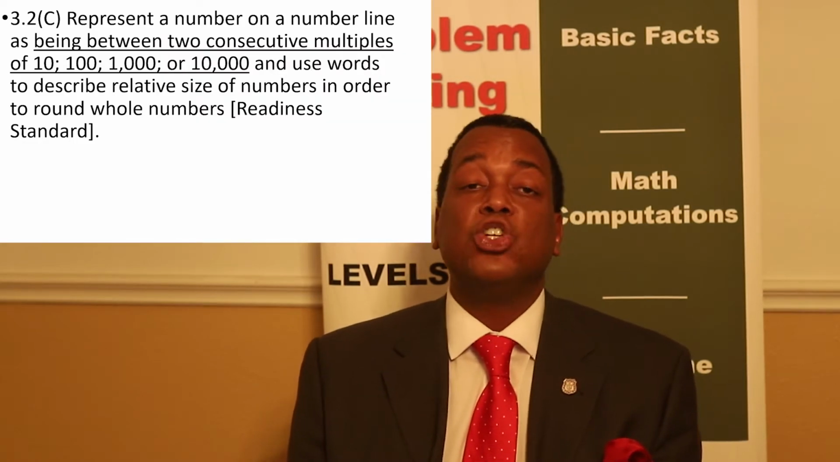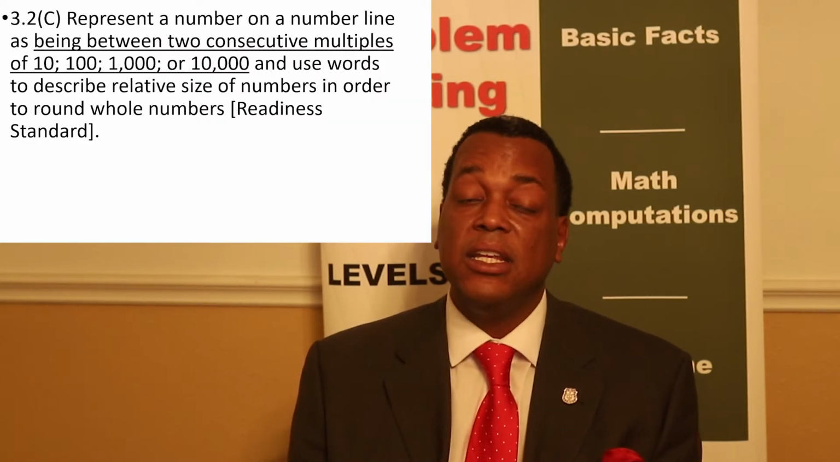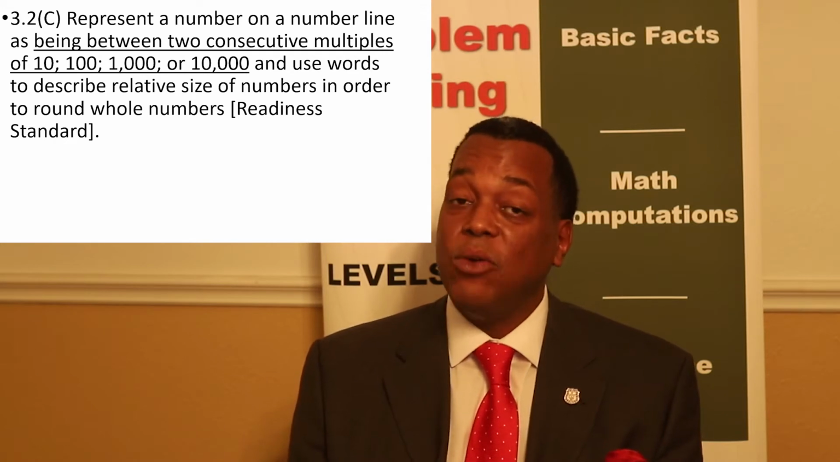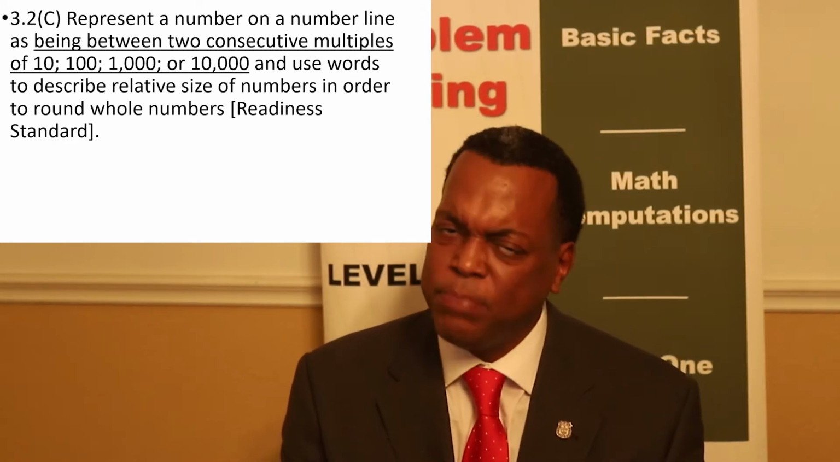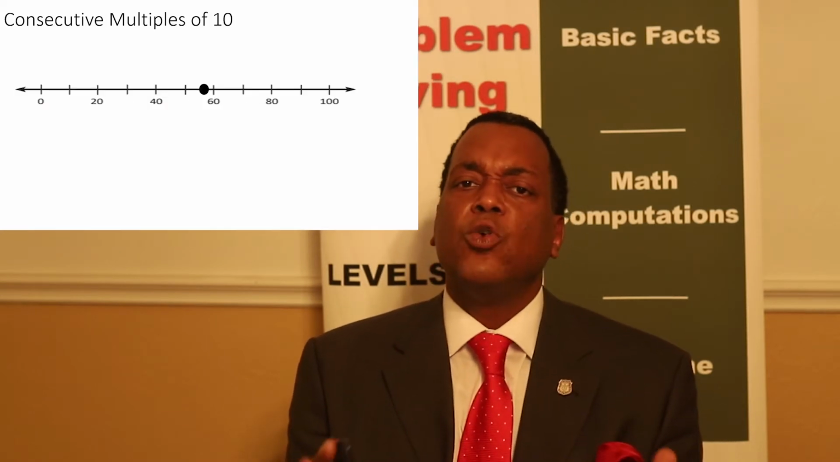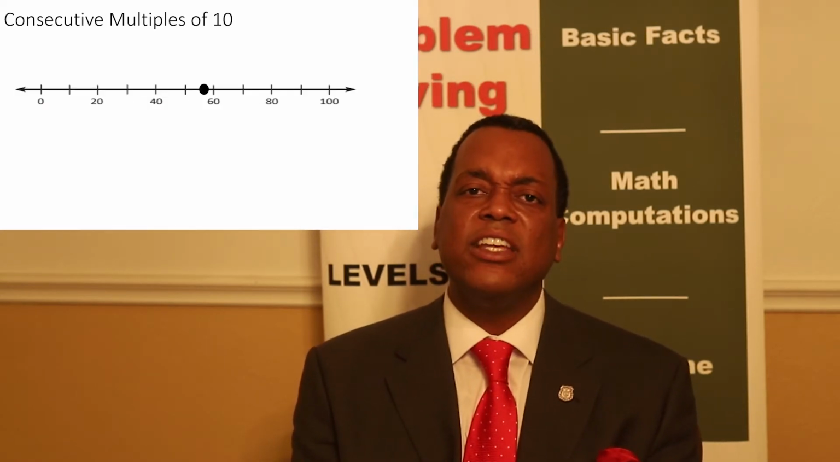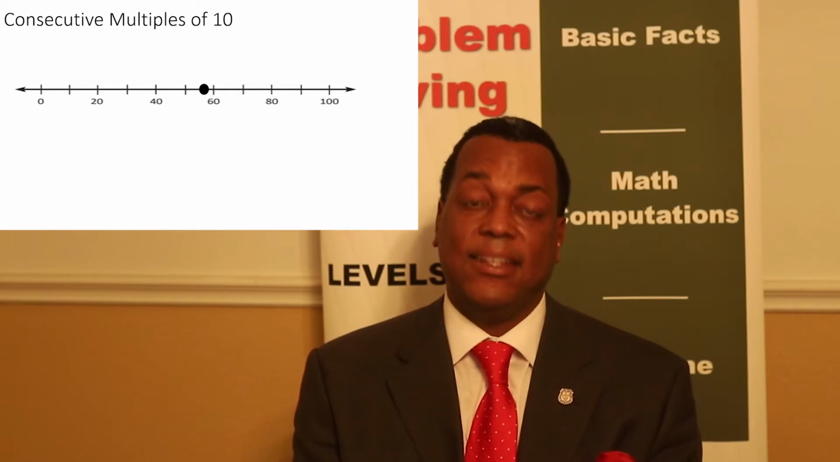Now, let's move on to the second part of the standard: being between two consecutive multiples of 10, 100, 1,000, or 10,000. Now let's talk about what that looks like as well. Let's please pay attention to the next slide. Right now you're looking at consecutive multiples of 10.